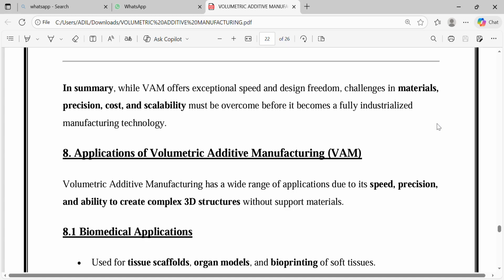After challenges, we discuss the applications of the WAM. Volumetric additive manufacturing has a wide range of applications due to its speed, precision, and ability to create complex 3D structures with these support materials.